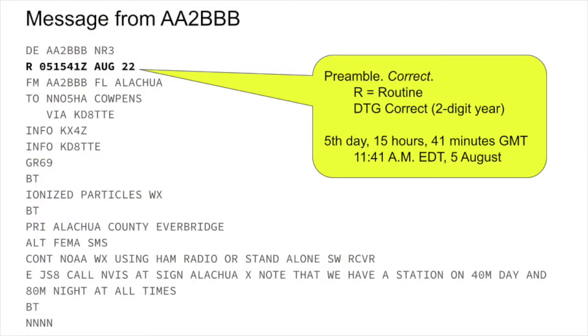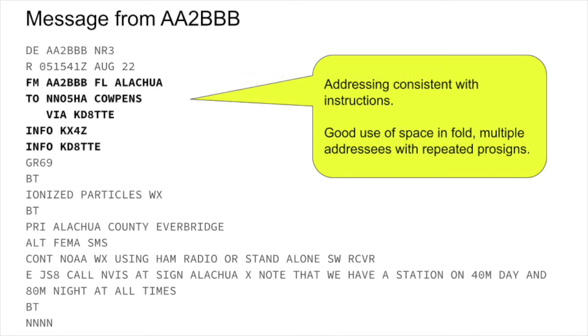Moving on to our preamble, it is correct. We have a routine precedence message. We can see that our date time group is in the correct format. This happens to be the version that uses the 2 digits for the year. This date time group, as it's read, is the 5th day, 15 hours and 41 minutes Greenwich Mean Time on the 5th of August. And so that turns into the 5th of August, 11:41 a.m. Eastern Daylight Time.